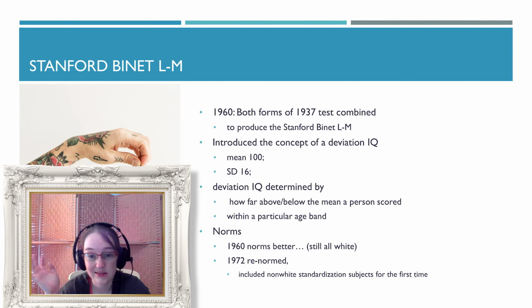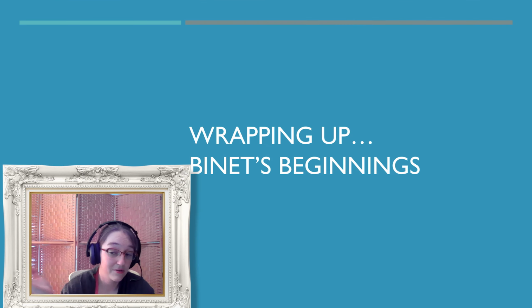They're still all white. They finally, in 1972, included non-white subjects in their sample. Honestly, it's so frustrating when people are just excluded from reference groups just because nobody thinks of it. Like, women were not used in data for a very long time because nobody thought that there were any differences. Anyway, that's enough about me complaining.